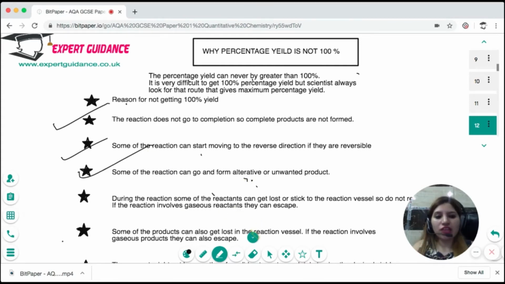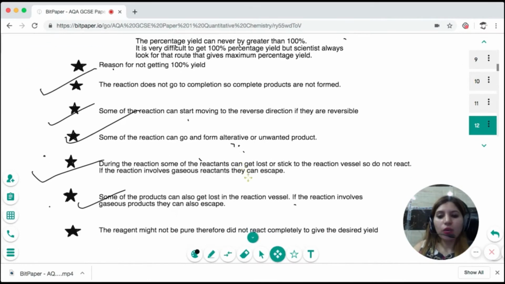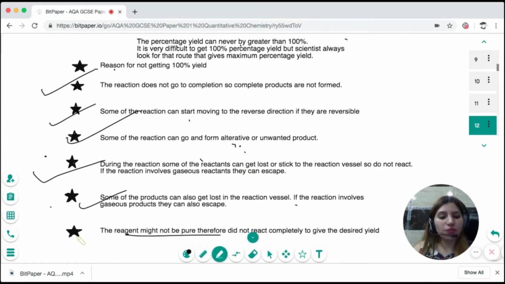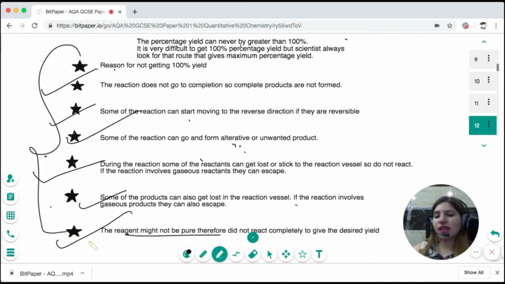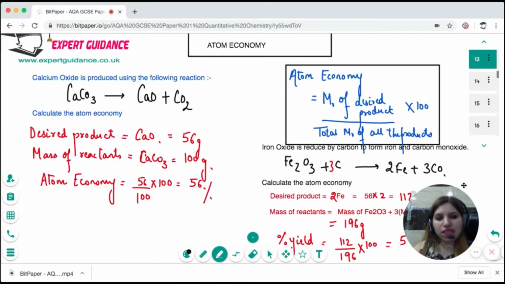During the reaction, if it involves mixing, some of the reactant can just stick to the vessel and not react. Some of the reactants, if they are gases, can be lost. Some of the products can also be lost in the reaction vessel if it involves a gas, or maybe the reactant is not pure, therefore it did not react completely. You should remember these reasons, because in the exam they can ask you to find the percentage yield and then give the reason why it is not 100%. And always remember, scientists always try to devise the route which gives the maximum percentage yield.